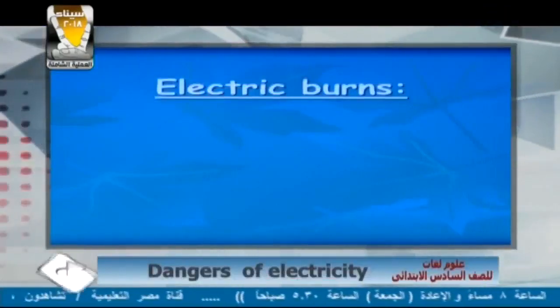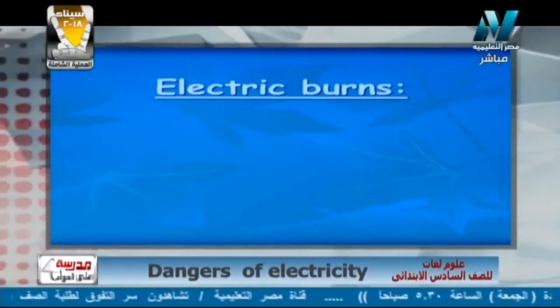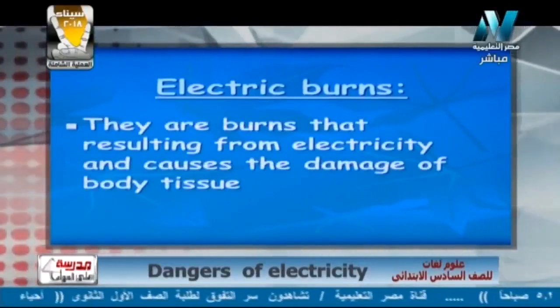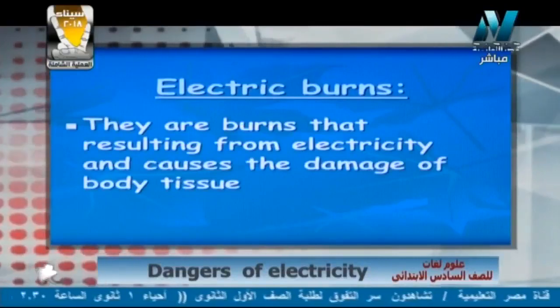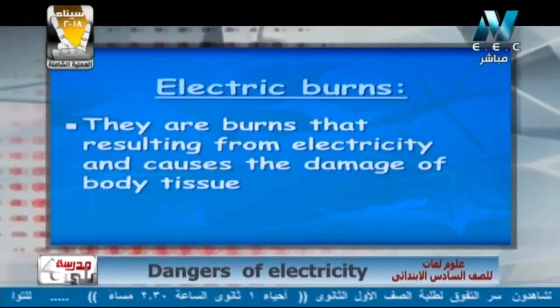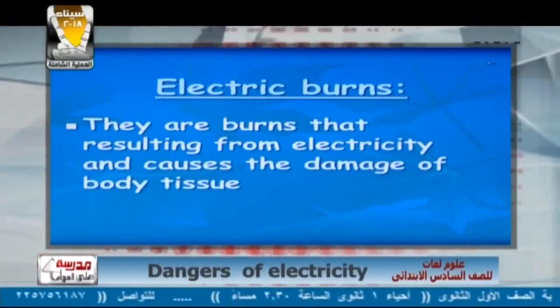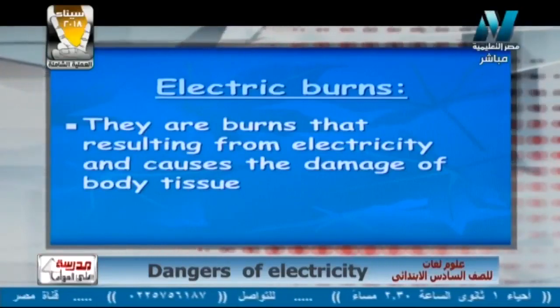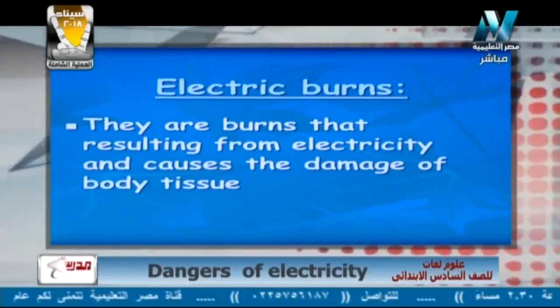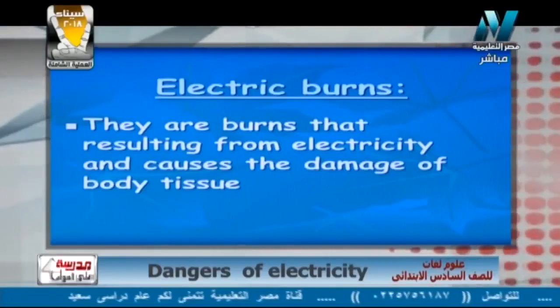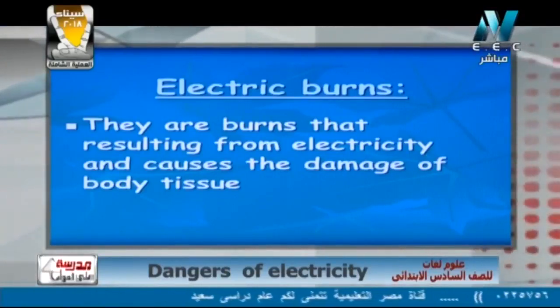Electric burn وهنفرق بينها وبين electric fire. What's meant by electric burn is that they are burns that resulted from electricity and causes the damage of the body tissue. هي الحرق الناتج من الكهرباء لكن بيسبب تلف في أنسجة جسم الإنسان. يعني حرق جسم الإنسان مش حرق في المكان.